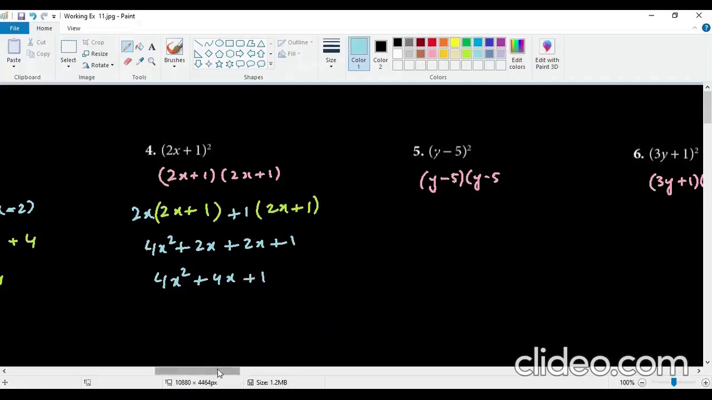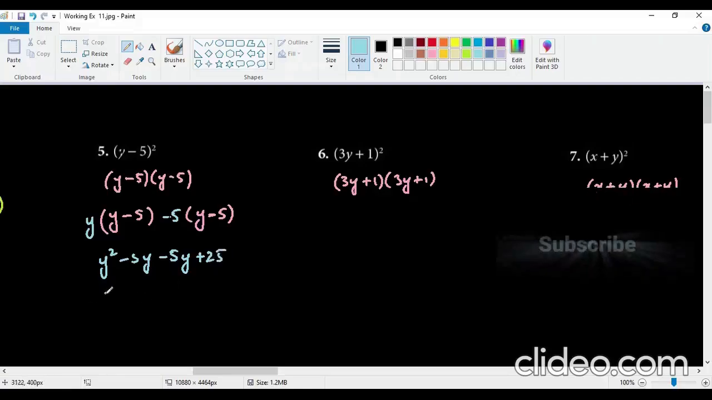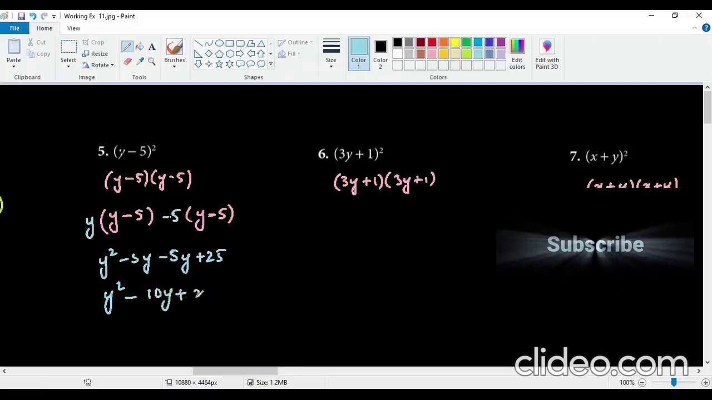For question number 5, it's going to be the same thing. In here, y minus 5 is going to be multiplied twice, first with y and second with minus 5. So first it'll give you y square minus 5y minus 5y plus 25. So final answer for this is going to be y square minus 10y plus 25.